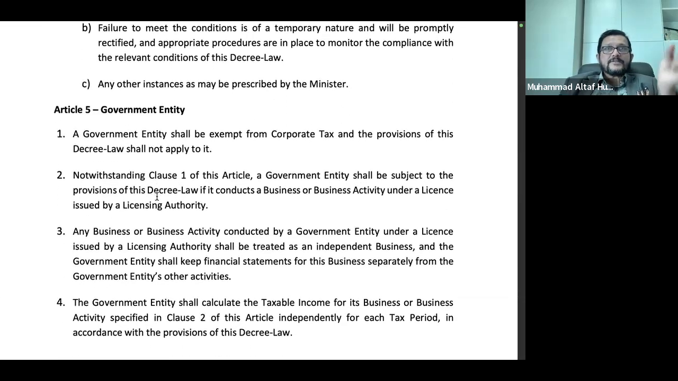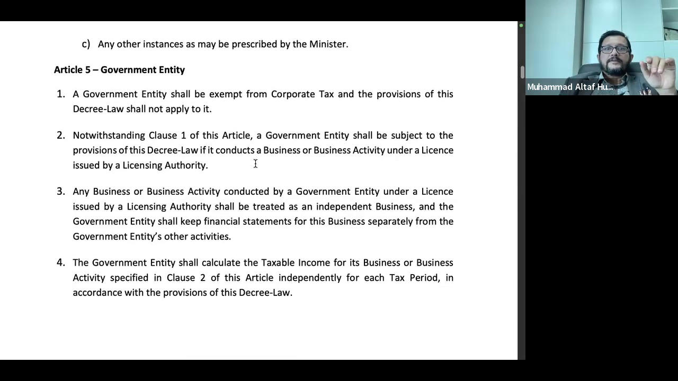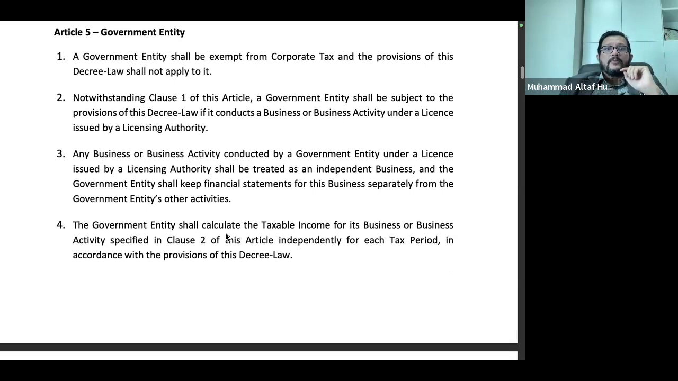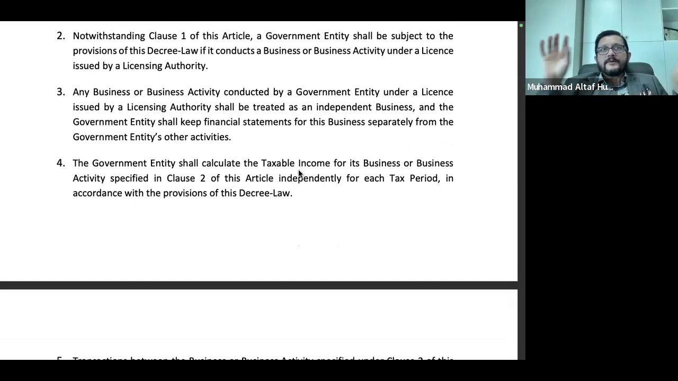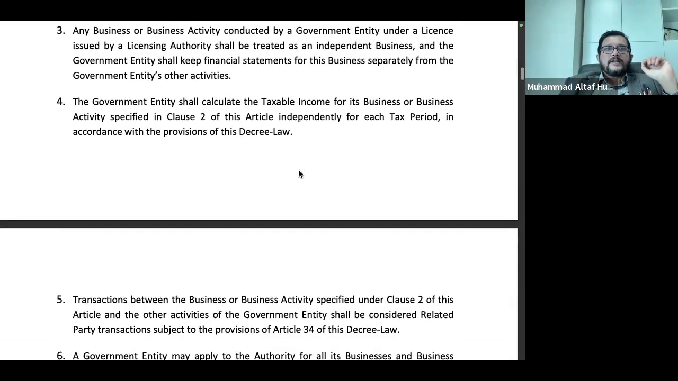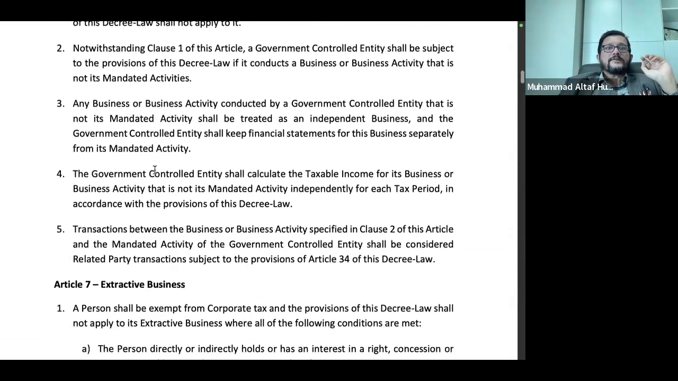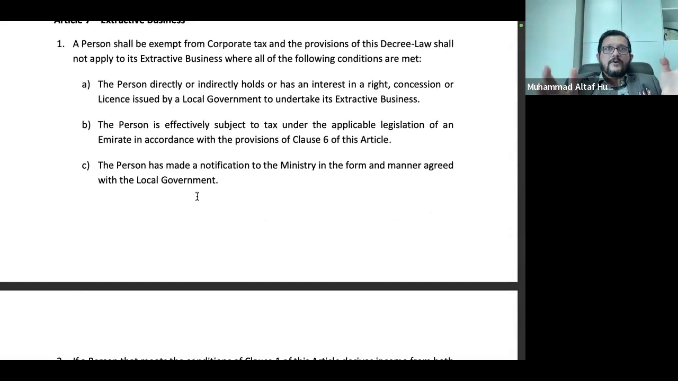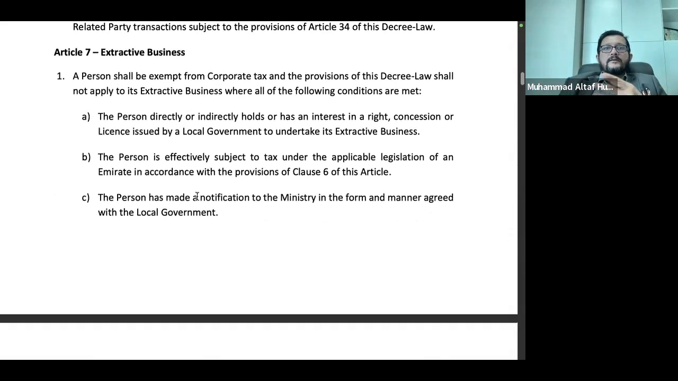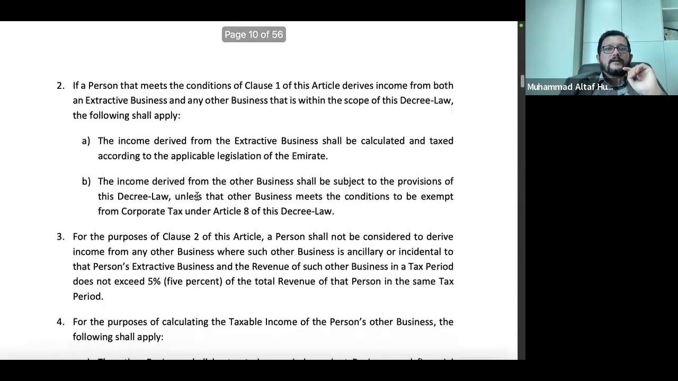There are exceptions within this exemption. Government entity by default is exempt, but if it conducts a business under a license issued by a license, then that operation is taxable. Even that operation will be treated as an independent business, and transactions between the related parties, between exempt person and the taxable person, will be seen the same. The same kind of rule applies for government controlled entities. Same rule applies for extractive and non-extractive businesses. They are by default exempt, but if they are doing, so like that, it goes on until non-extractive.